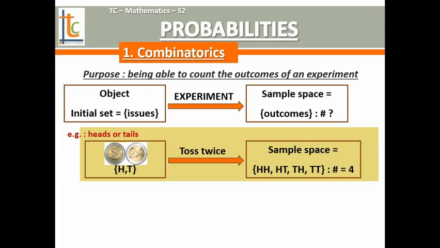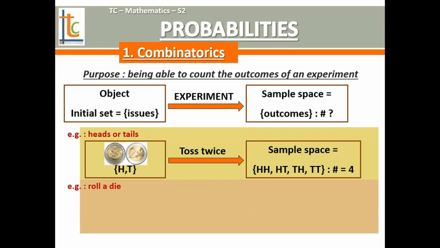The sample space here is not the initial set. The sample space is HH, HT, TH, TT, because you've got two coins, and each coin could lead to one single event, H or T. So there are here four possible pairs of results. The game here in combinatorics is to be able to count the total number of possible outcomes, whatever the experiment and whatever the initial set or initial object.